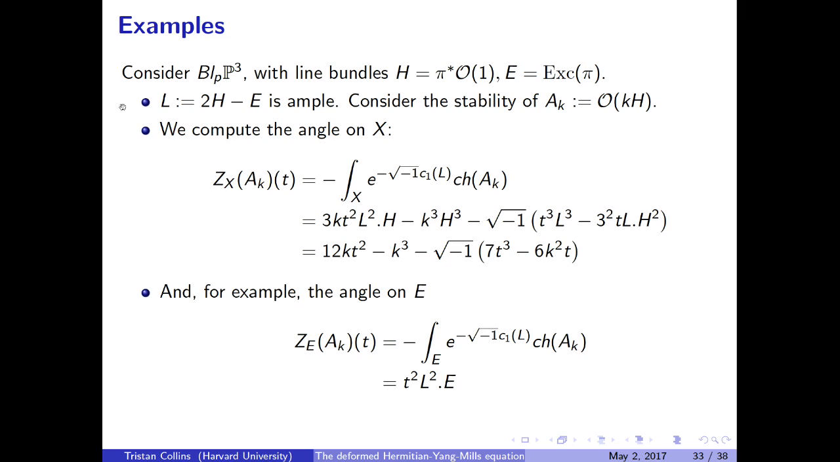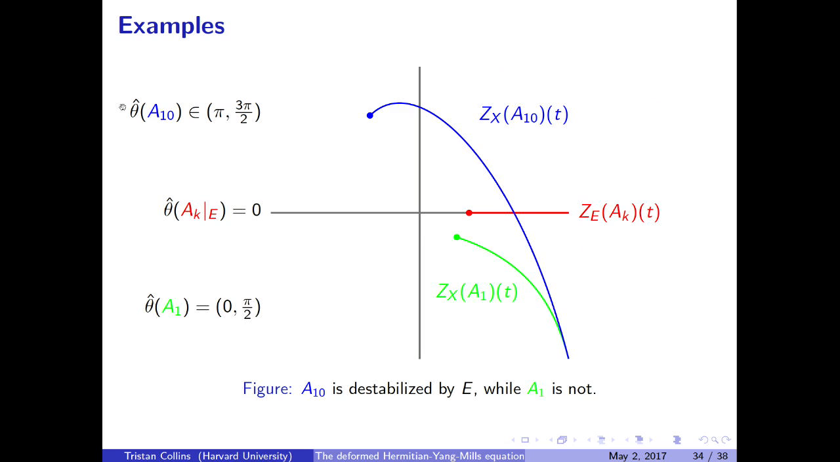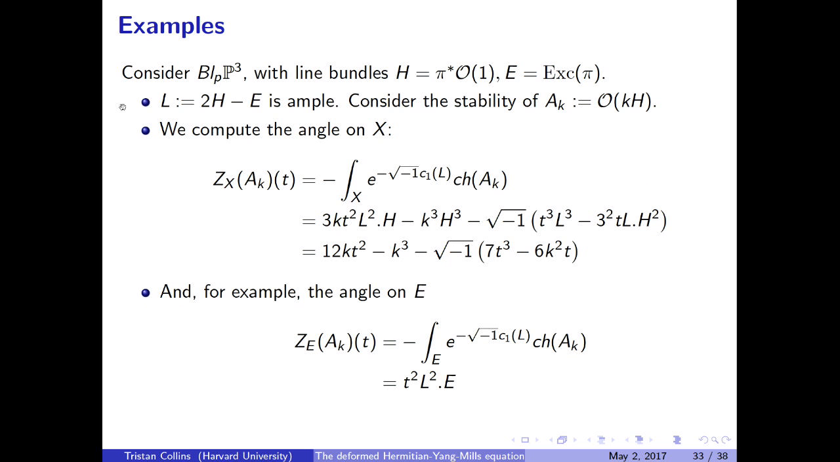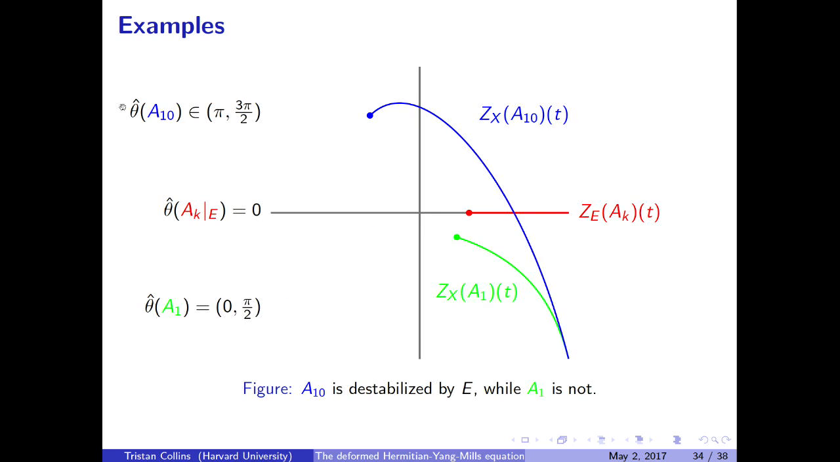Okay, so you can compute the angles of this guy. You just expand this thing, you get some polynomials, and then you plot them in Mathematica and see what happens. And let's also compute the central charge on this subvariety E, right? That's a perfectly good analytic subvariety that I could check stability on. Well, you get a picture like this. So here's A10. A10 takes this path through C, ends up here. This Z_E is always on the real axis, right? Because you get this guy. And A1 takes a path which stops earlier.